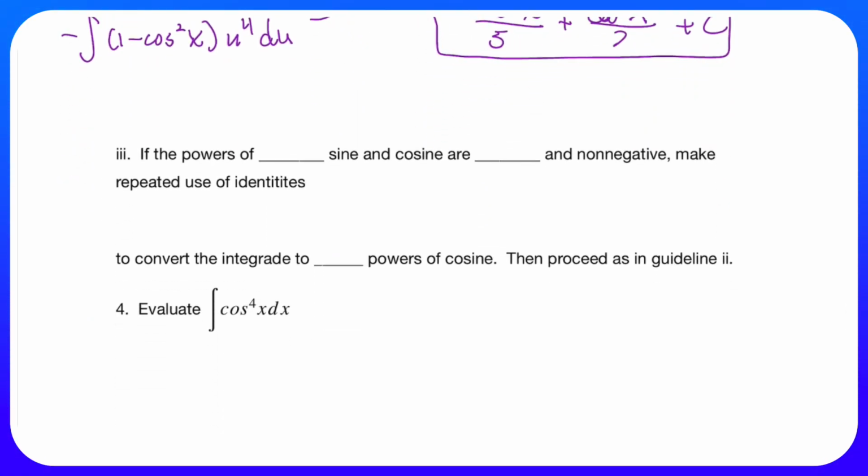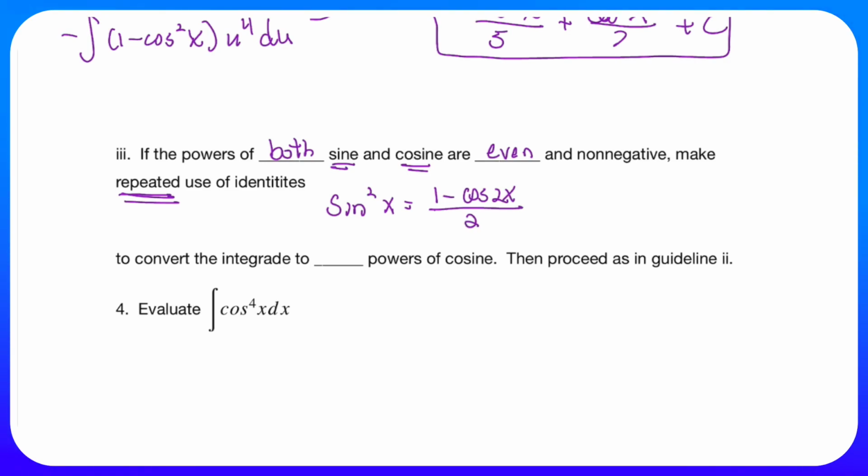Okay, our third situation is if the powers of the sine function and the cosine are all even. So we have no negative exponents. Okay, we're going to make repeated use of our identities.